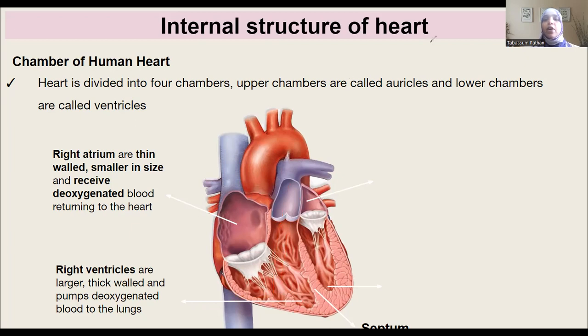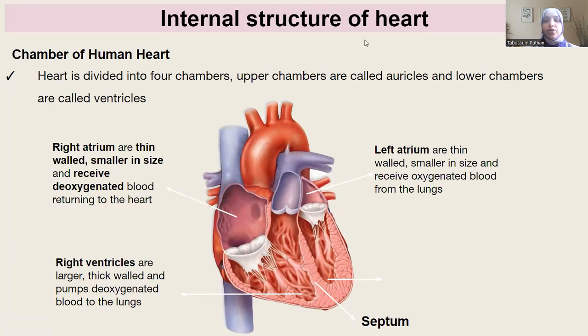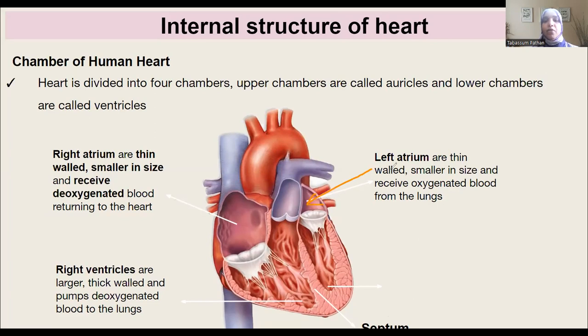Now moving to the next part, left atrium. So this is your left atrium, the left auricle. They are again thin walled and smaller in size. What are they receiving? From the backside, the blue ones, right? They are receiving oxygenated blood from the lungs. So here oxygenated blood will come from the lungs.